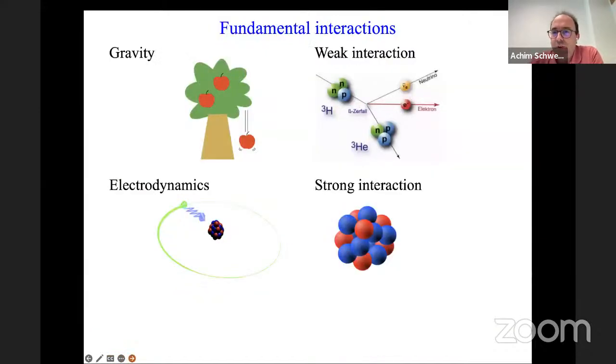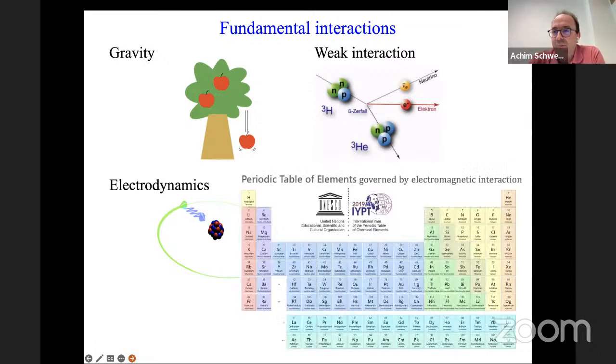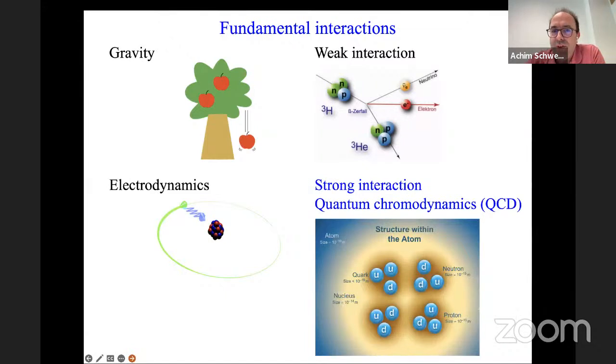Okay, so as you know, there are four fundamental interactions in nature: gravity, the weak interaction, electrodynamics, and the strong interaction. And of course, there are certainly some parts of these interactions that are better understood. For example, I think it's fair to say that we have a fairly good understanding of how the periodic table of elements, the atomic structure, emerges from electrodynamics. In this talk, I will focus on one of these four fundamental interactions, namely the strong interaction, which we know is governed by quantum chromodynamics, the interaction of quarks and gluons.